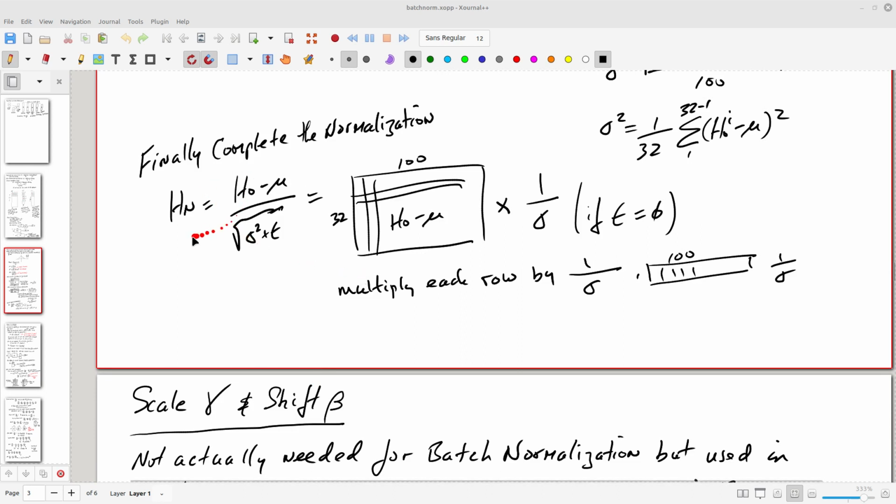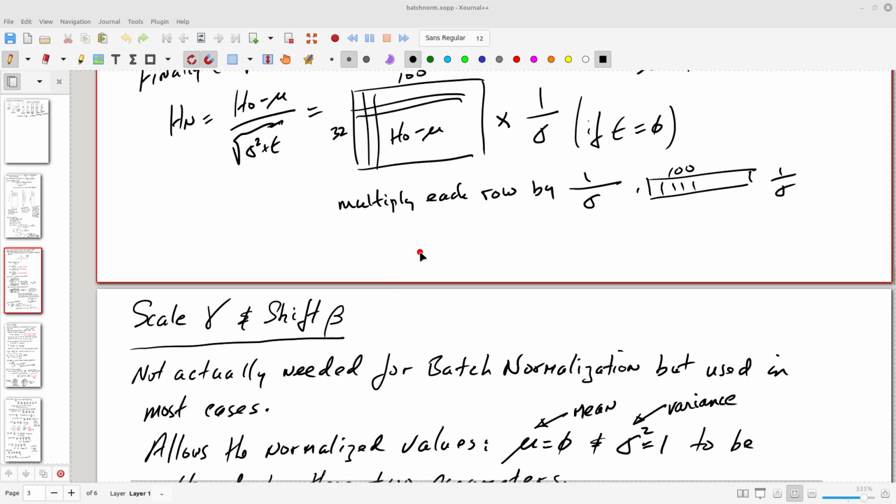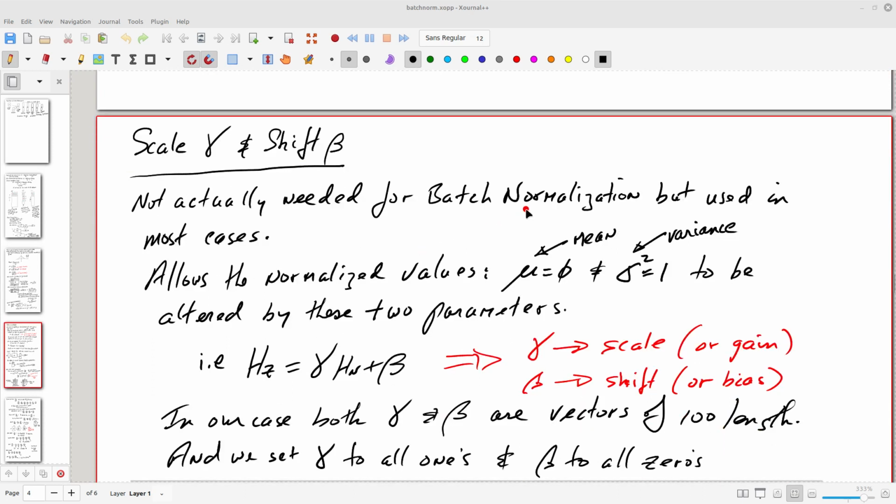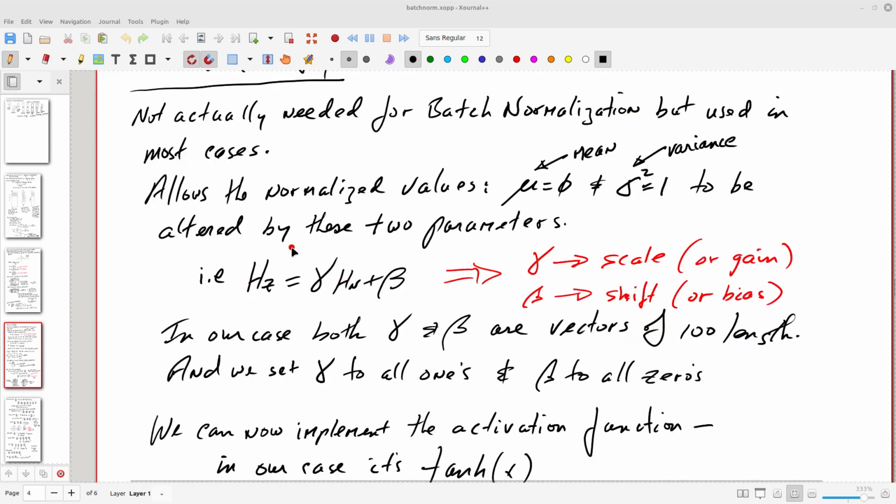And after we do the normalization here, then we have to do the scaling and shifting. It says not actually needed for batch normalization, but is used in most cases. This allows the normalized values mean to be 0 and the variance to be 1. So there's the formula here. So after we do the normalization, we can scale here using the gamma vector, and we can shift using the beta vector.